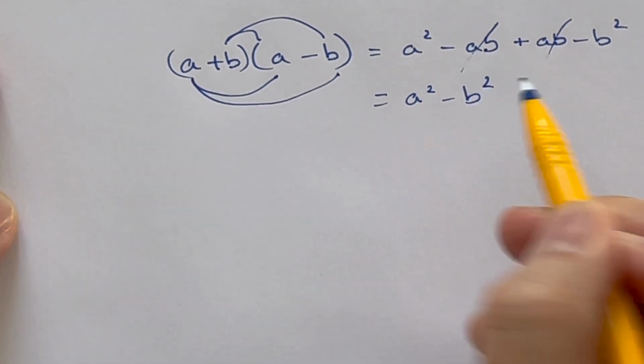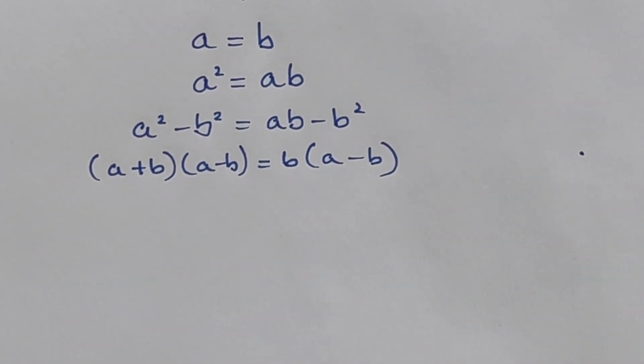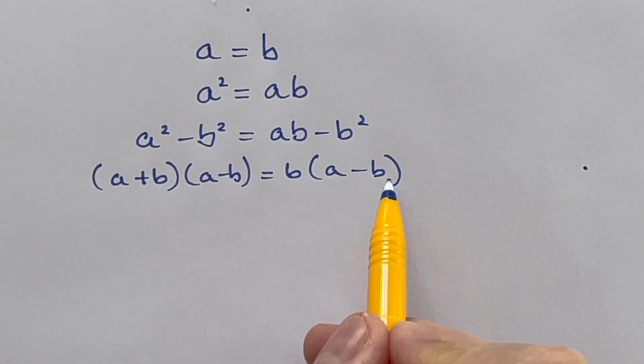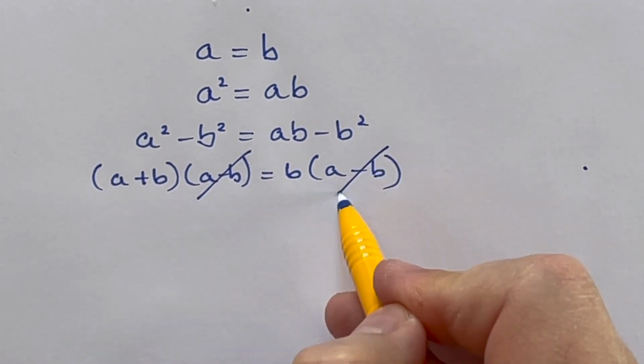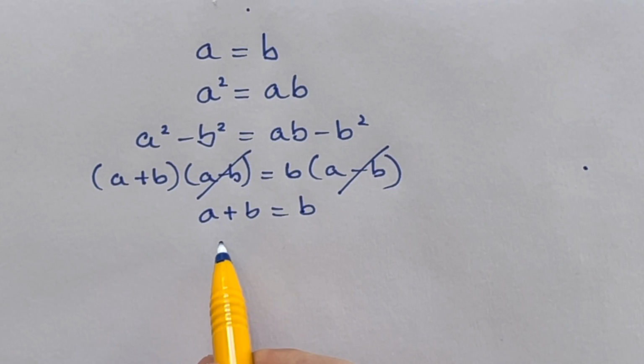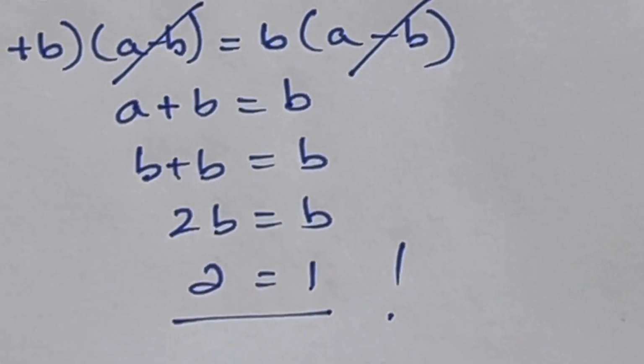Now looking at this equation, we can see that there's an (A minus B) on both sides of the equation, so surely they cancel each other out, which leaves A plus B on one side, B on the other. Since A equals B, replace the A with a B, so we now have B plus B equals B, or 2B equals B, so 2 equals 1.